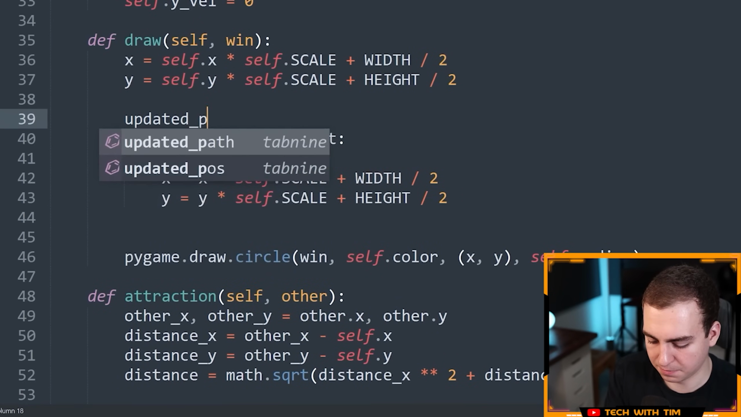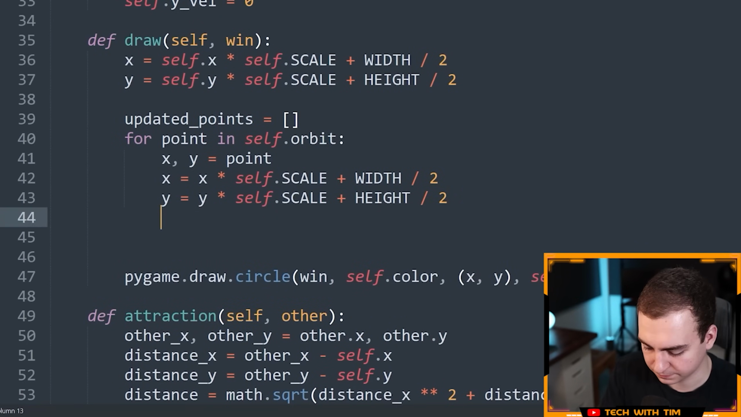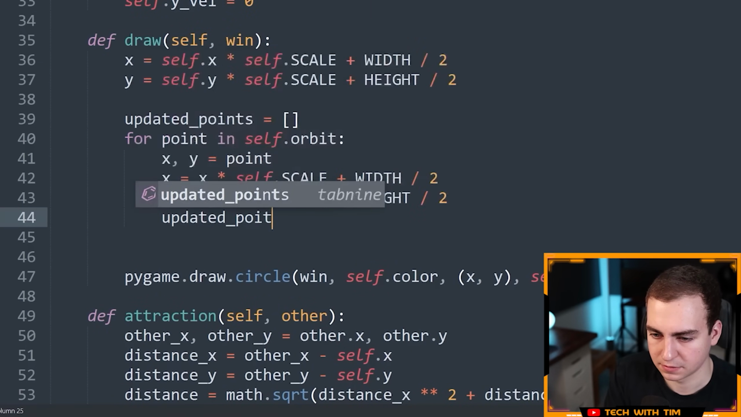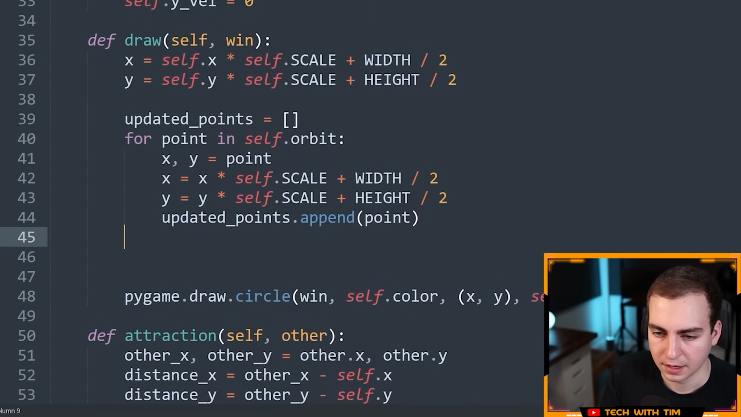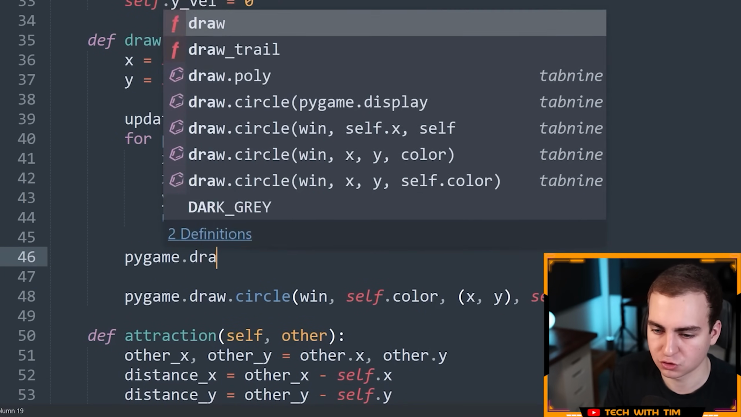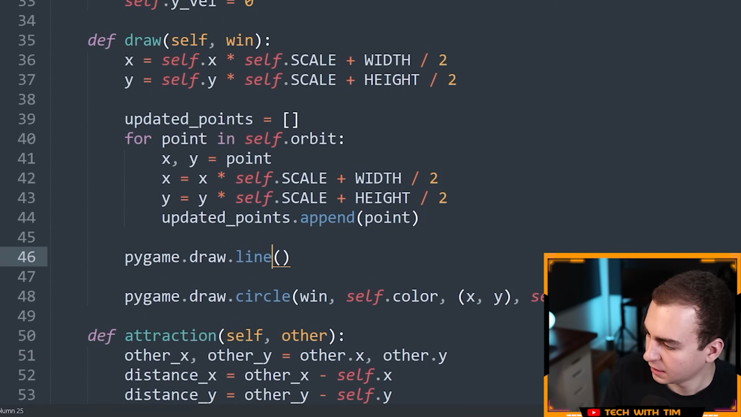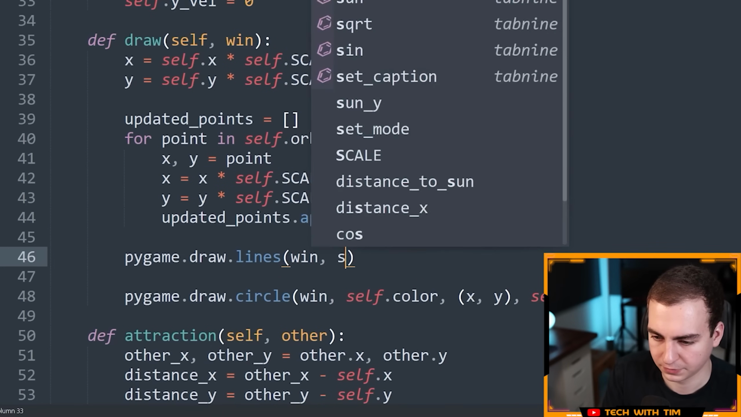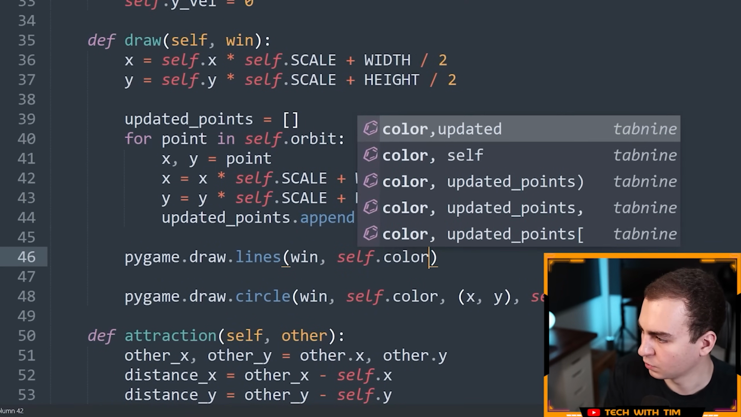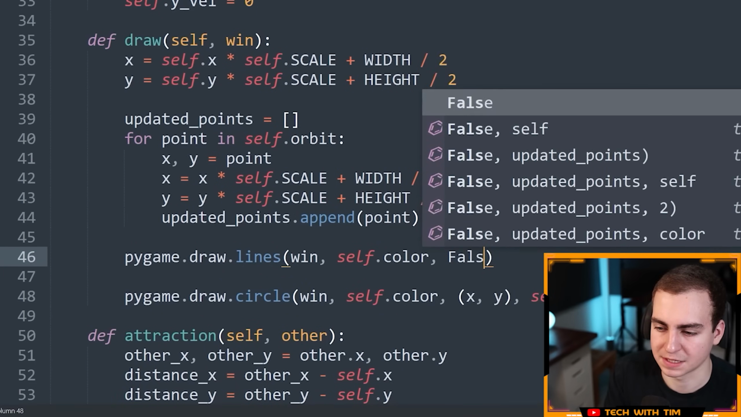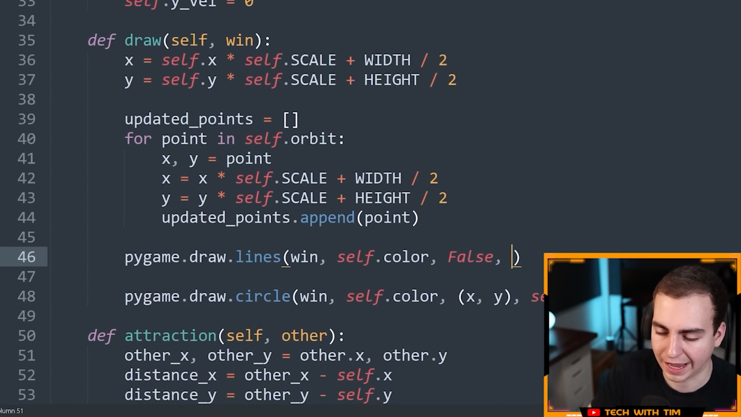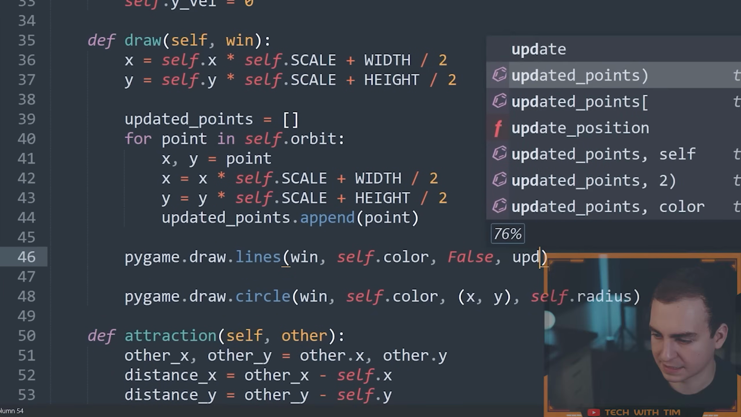and then we are going to store these in an updated points list. So we're going to say updated points is equal to this. Updated points dot append point. And then we're going to draw all of these points as a line. So we're going to say Pygame dot draw dot line. And is it lines? Let me just have a look here to see exactly what we need to do. So this is actually going to be lines, sorry. We're going to pass win. We're going to pass self.color. We're going to pass false, which means this is not an enclosed line, so we're not going to draw an ending line, essentially. And then we're going to pass the updated points, and we'll pass a thickness of 2.